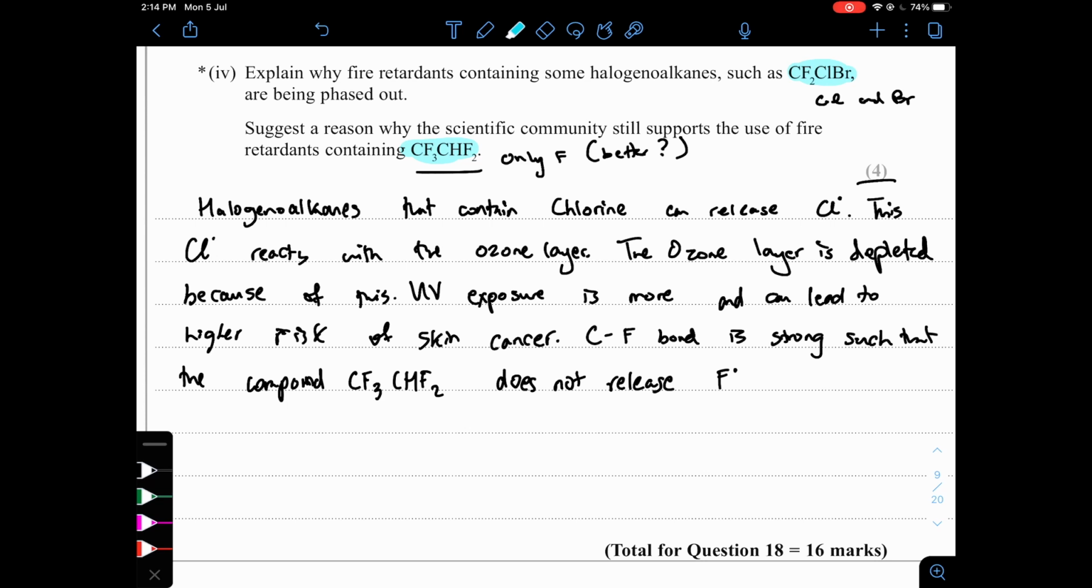So what are the 4 marks? You can say that chlorine releases Cl radicals, and because they release it, it reacts with the ozone layer, and because it reacts with the ozone layer, it is depleted. But more importantly, we have more UV exposure, which can lead to a risk. That is the main point. And the last one, which is very important that you have to mention, is the comparative. So this is this statement over here.